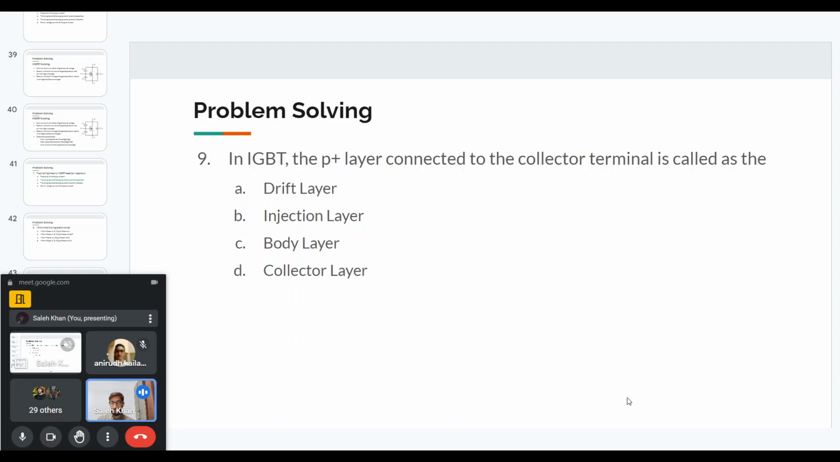So the next question is: in an IGBT, the P plus layer connected to the collector terminal is called as, so what is the P layer connected to the collector terminal called? We briefly talked about it, so it is based on that concept. What do you think is the answer to this question? Okay, someone is saying A, drift layer. Any more guesses?